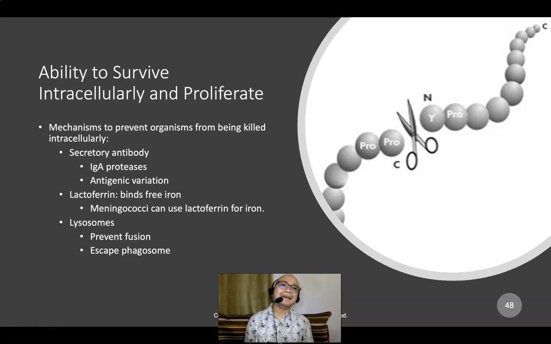Some of them produce lactoferrin, which can bind free iron, and meningococci or Neisseria meningitidis can actually use lactoferrin for iron. And some of them have lysosomes, which will prevent fusion, and eventually escape the phagosome inside phagocytes, such as macrophages or neutrophils.